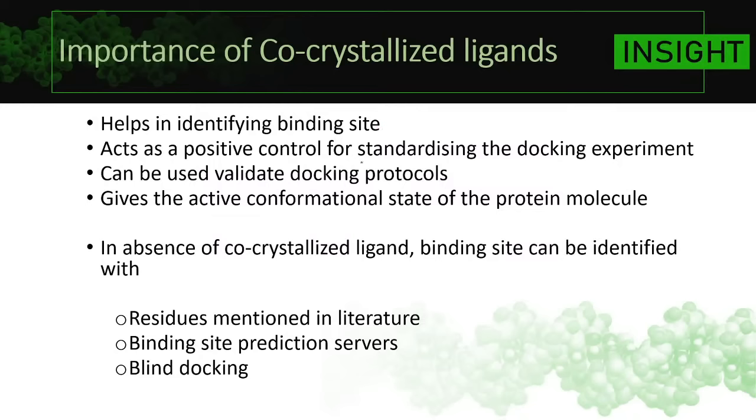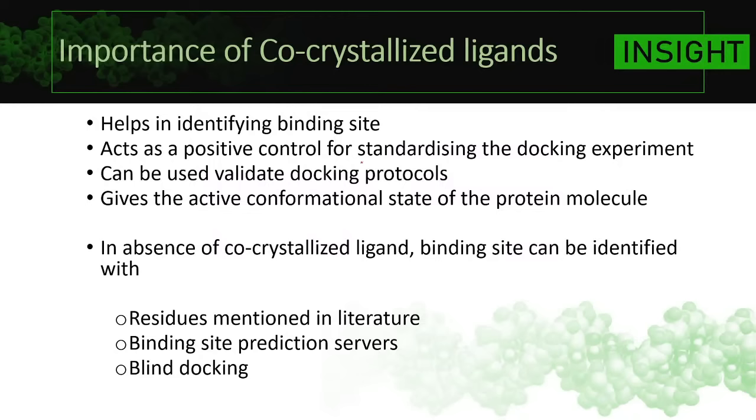Whenever we are going to start our docking, we can do the redocking study. That means we can separate the co-crystallized ligand from the protein and ask the software to dock it again. When the software does the prediction, we can compare the original structure and the prediction of the software to understand how accurately the software is able to predict the ligand binding for this particular system. It is also used to validate certain docking protocols.